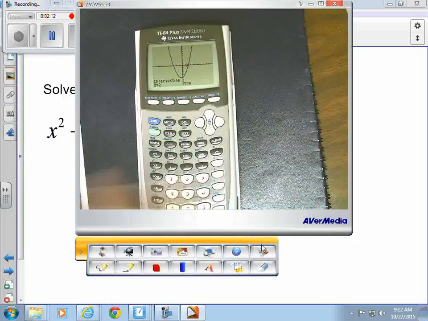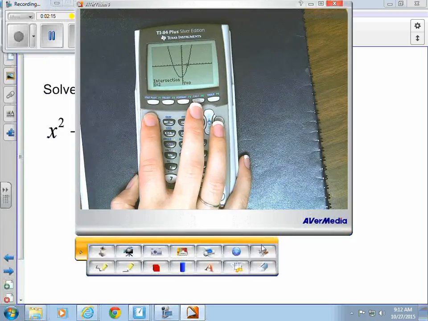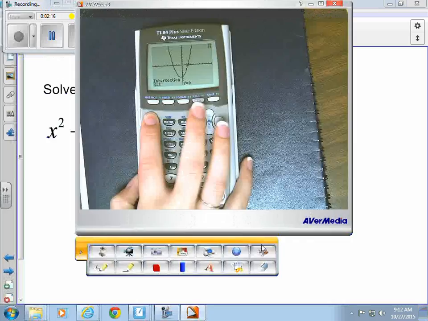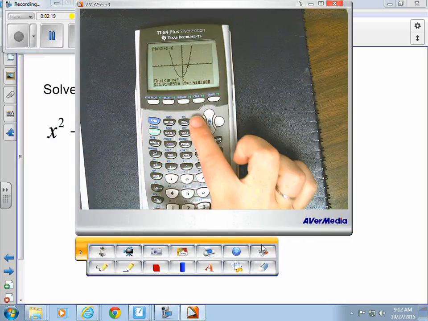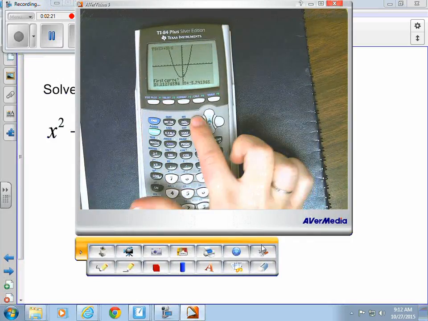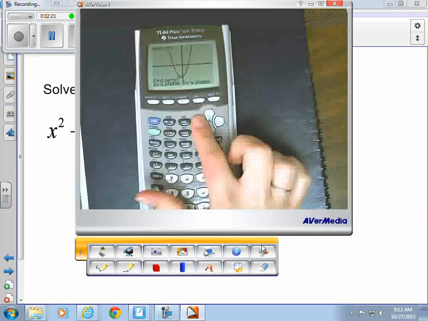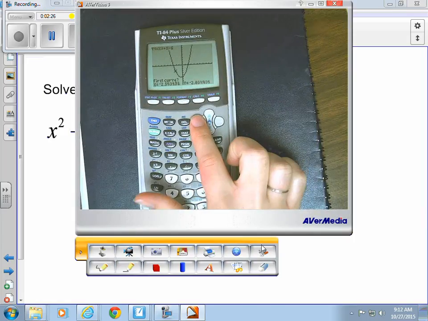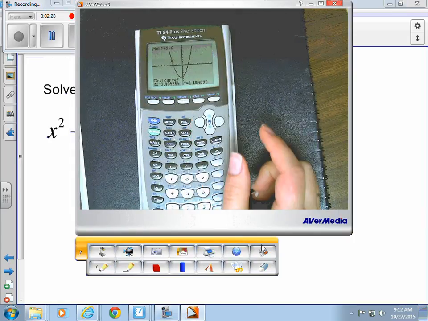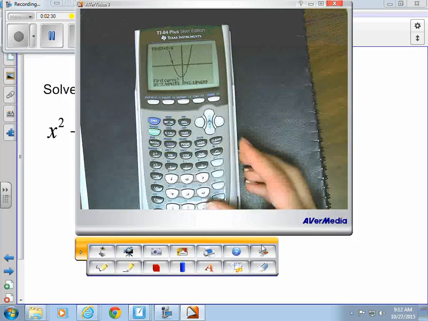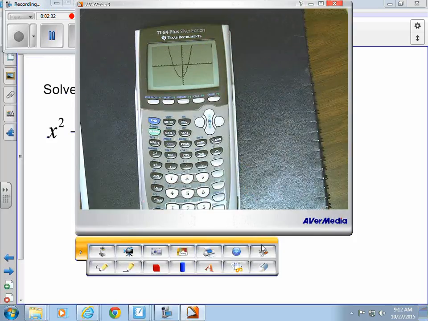This next piece, pay attention. I'm going to go to second trace, and I'm going to go back to intersection again, but this time I'm going to move over to the other intersection. Your calculator will find the intersection that is closest to your tick mark. So then I'm going to push enter 3 times, and I get -3. X equals -3. So I get 2 intersections, x equals 2 and x equals -3.